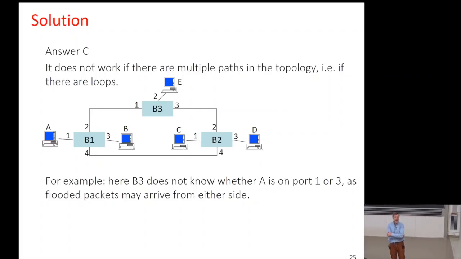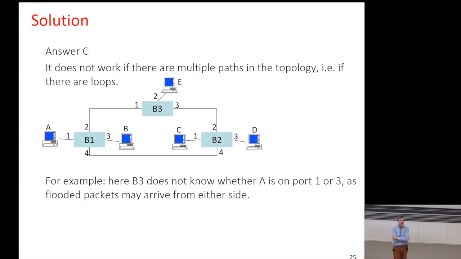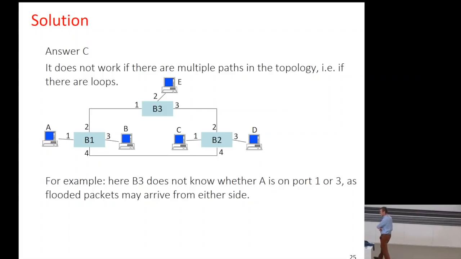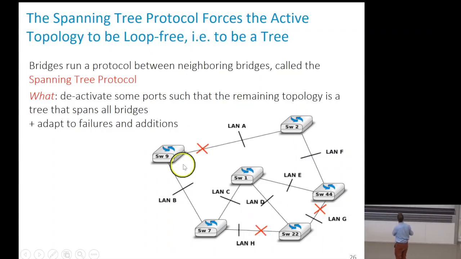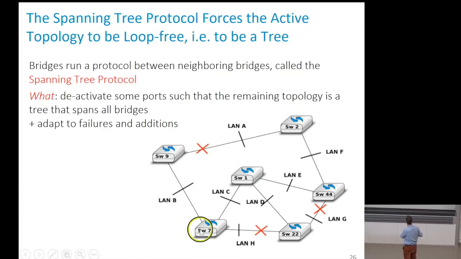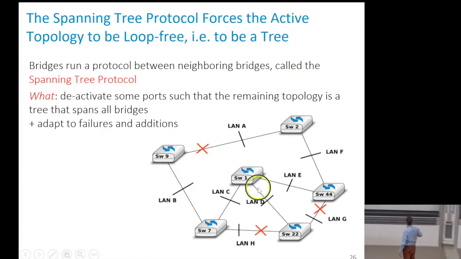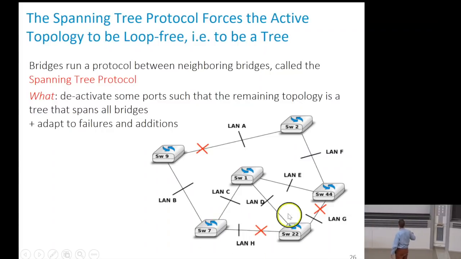Having multiple paths is something we usually have. We create what is called a mesh because we want to have some redundancy if one link goes down. And we will see how this is addressed with bridges. So here is a topology where there are multiple paths. For example, to go from switch 7 to switch 1, we can go via switch 22 or the direct link. So there are multiple paths.